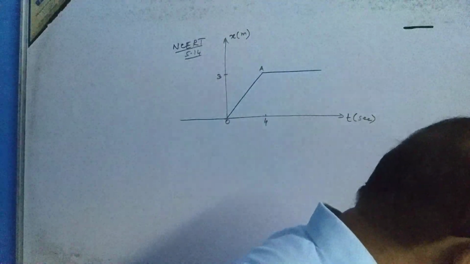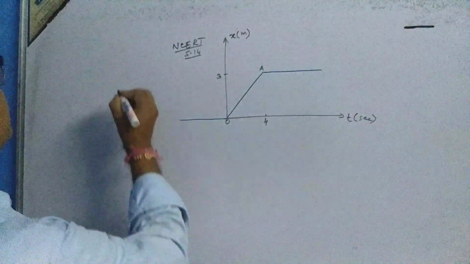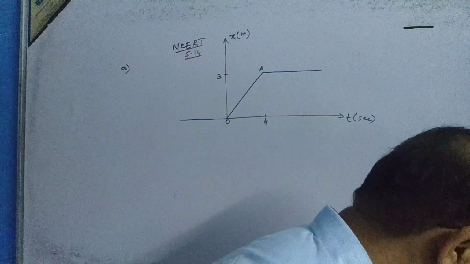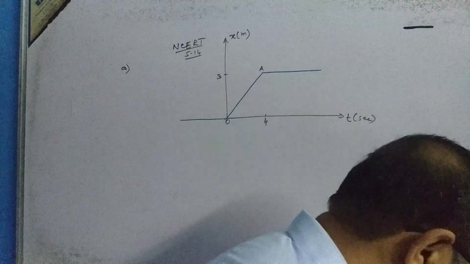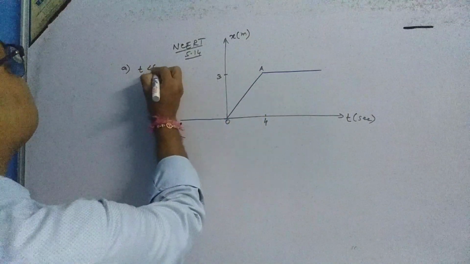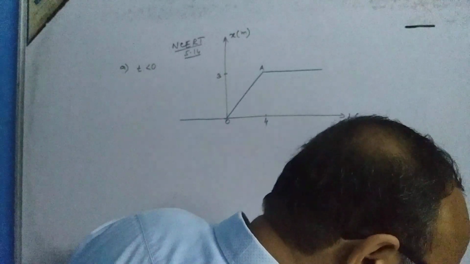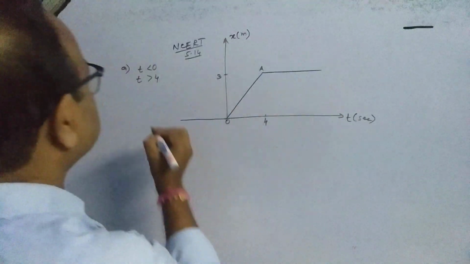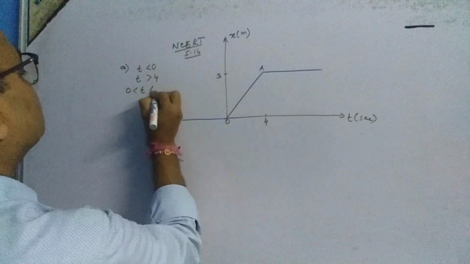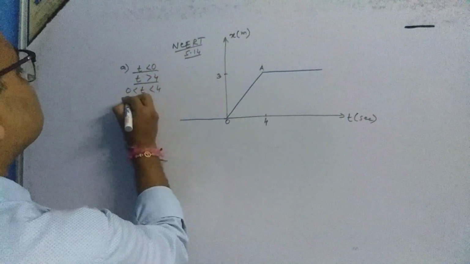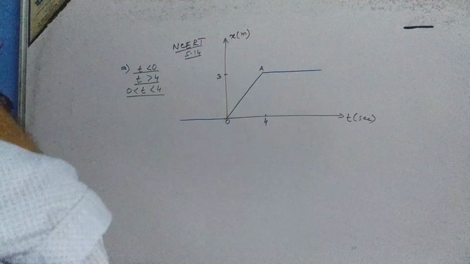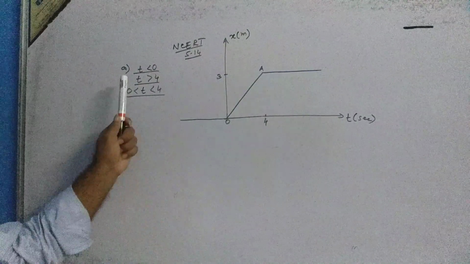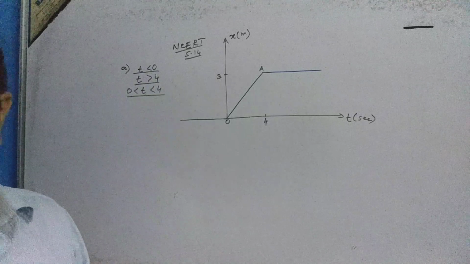It is asking, what is the force? First part of the question. You have to find out the force on the particle for three cases: t less than 0, t greater than 4, and t greater than 0 and less than 4. For these all three, what will be the force?